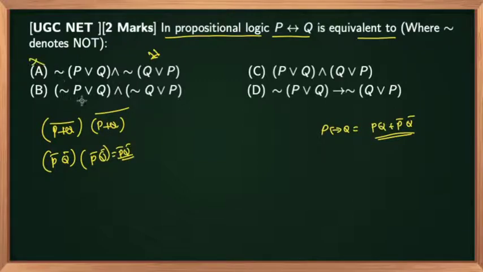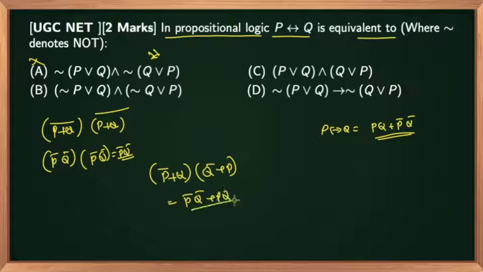Now let's see choice B. It says P bar Q bar into Q bar plus P, right? So we get P bar Q bar plus PQ, right? So B is correct. We don't need to try the other choices, but let's see C. C says it is P plus Q into Q plus P. So that's equal to P plus Q, right? So C is wrong.